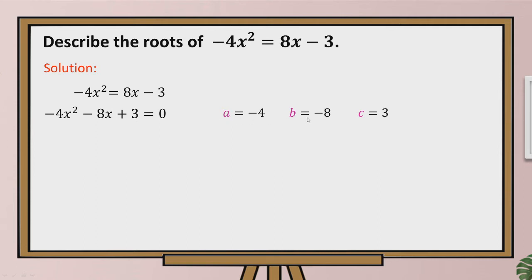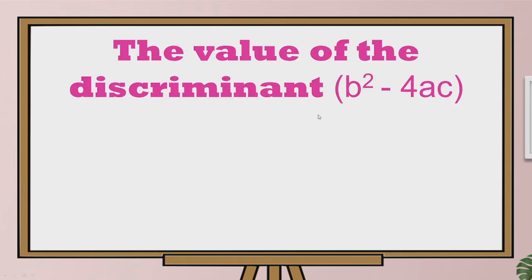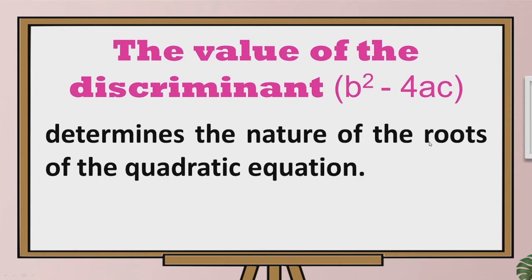So after we've identified these three coefficients, we will then use our quadratic formula and substitute these coefficients to our formula. But before we do that, tingnan muna natin ang expression na ito. This expression is called the discriminant. So ano ba ang ibig sabihin ng discriminant at kung bakit ito importante in telling the nature of the roots of a quadratic equation? So the value of the discriminant, which is given by this expression, determines the nature of the roots of the quadratic equation.